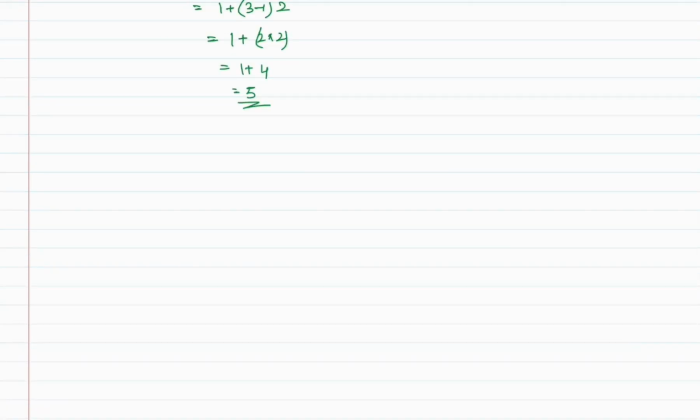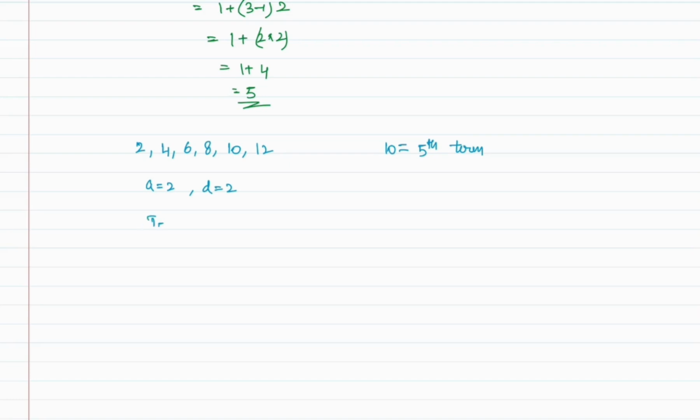Now let's look at another example, taking even numbers: 2, 4, 6, 8, 10, 12. Here 10 is the fifth term, and a is equal to 2 because 2 is the first term, and the common difference is 2. Now apply the formula to check whether the fifth term is 10 or not. So what is the formula for the fifth term?